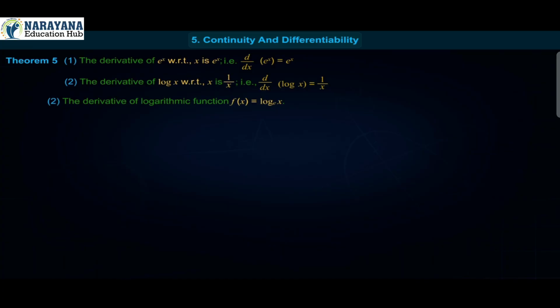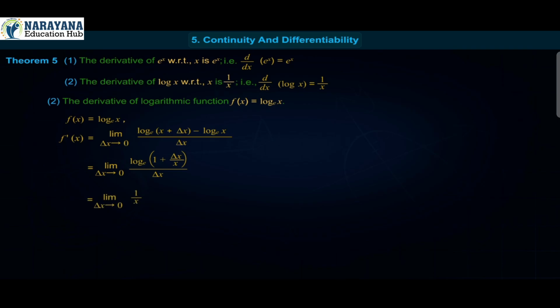Number 2. The derivative of the logarithmic function f of x is equal to log of x to base e. f dash of x is equal to limit delta x tends to 0 log of x plus delta x to base e minus log of x to base e upon delta x is equal to limit delta x tends to 0 log of 1 plus delta x upon x to base e upon delta x is equal to limit delta x tends to 0 1 upon x into log of 1 plus delta x upon x to base e upon delta x upon x is equal to 1 upon x.